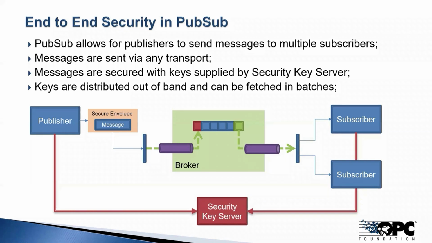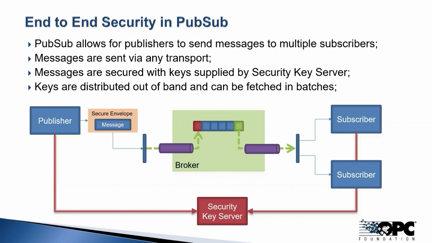The security key server itself, in this diagram, we show it as a single box, but it's just an abstraction. The reality is you can have as many security key servers as you need, depending on what your network and application architecture requirements are. So in the simplest case, the publisher would be the security key server. So the subscribers would just connect back to the publisher to get the keys.